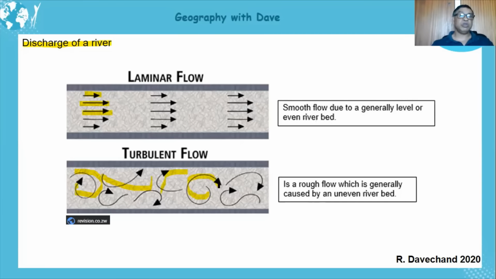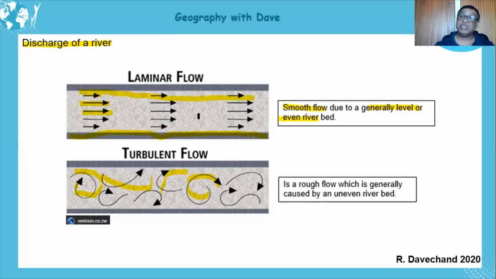Now let's look at the both. Laminar flow is a smooth flow. All right. Generally, the riverbed is level or even. There's not much obstructions in this riverbed. It's smooth. So what happens? The river flows smoothly. Sometimes it can be the volume of water. It's quite a lot, so even you don't see the obstructions here. So higher up, it is smooth, but generally it's an uneven riverbed.